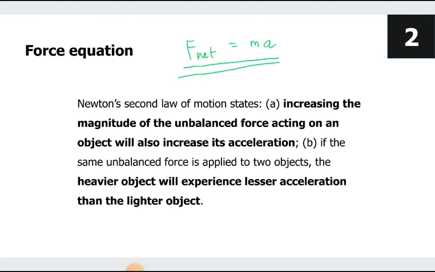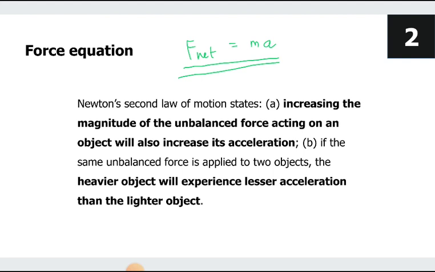So let's talk about some implication of the second law of motion, so that we can see the relationship between the three variables: the force, the mass, and the acceleration. So increasing the magnitude of the unbalanced force acting on an object will also increase its acceleration. So if you push more on a box, for example, it will accelerate more. So the more force you give, the higher will be the acceleration. So the relationship between the two is directly proportional, rather.